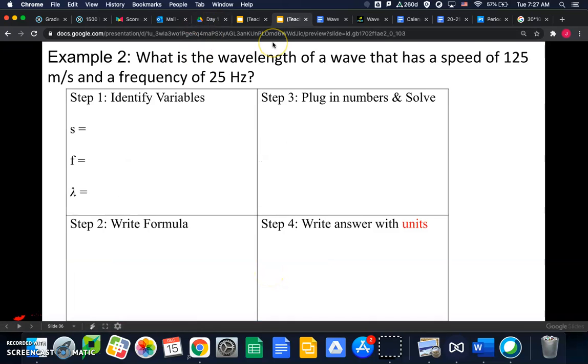What is the wavelength of a wave that has a speed of 125 meters per second and a frequency of 25 hertz? Well, our speed is 125 meters per second. Right? It says it right in the problem. Our frequency is 25 hertz. Again, says that right in the problem. Wavelength, that's our unknown. The question is asking what is the wavelength, so we're just going to write a question mark there.